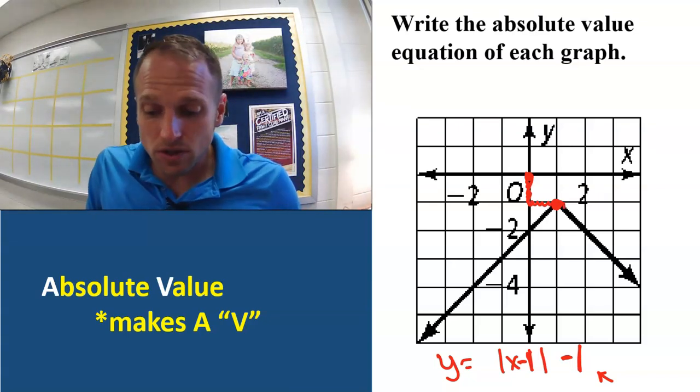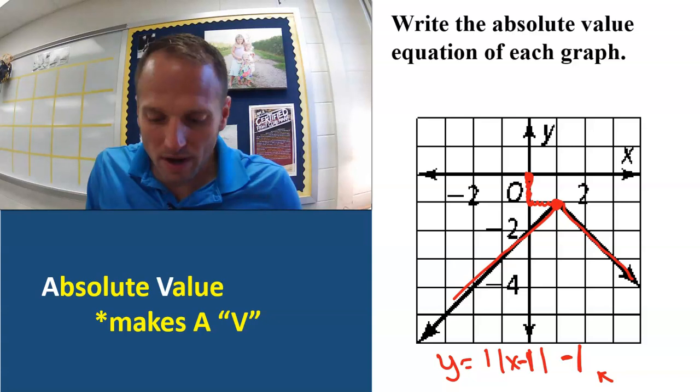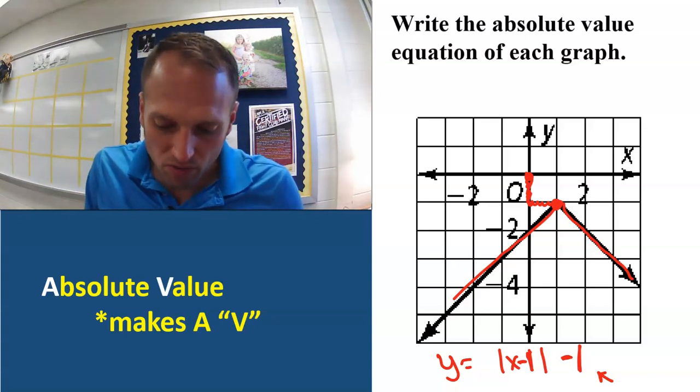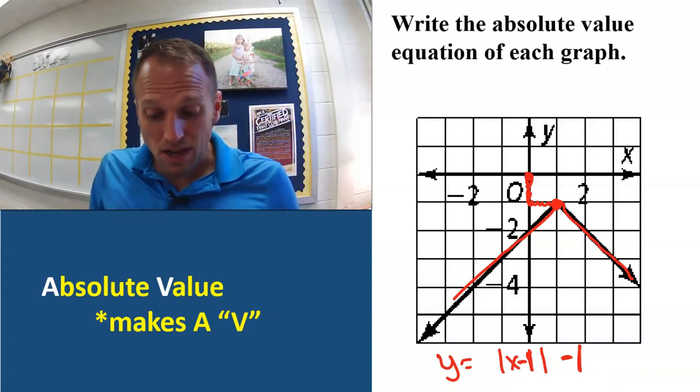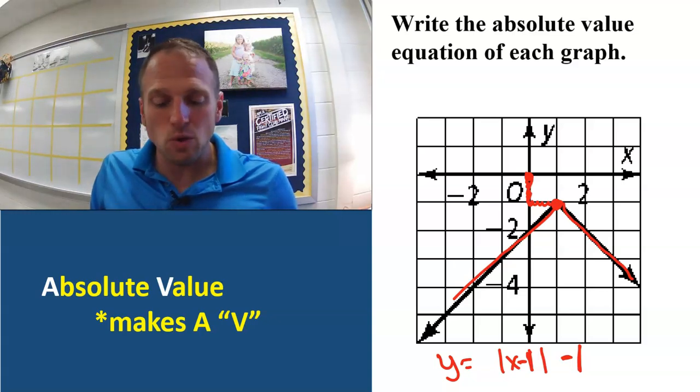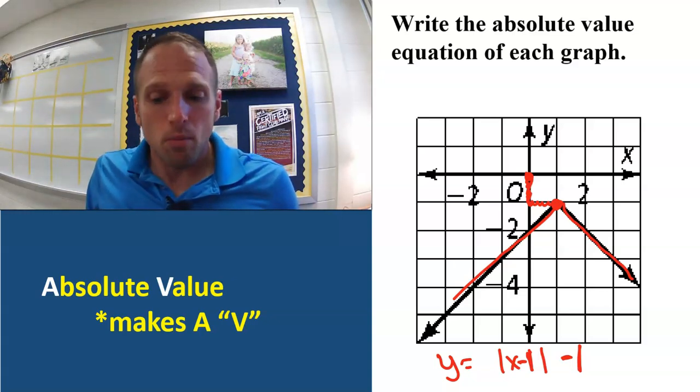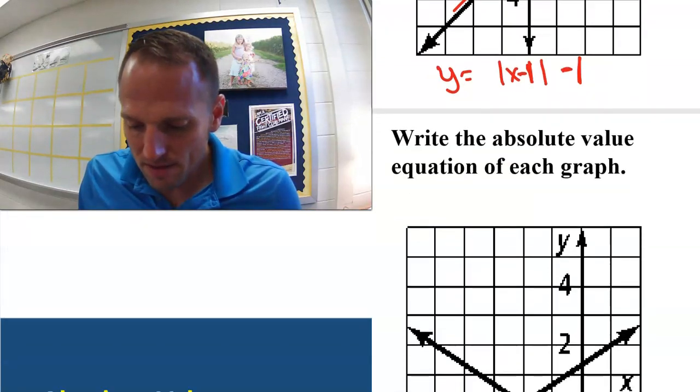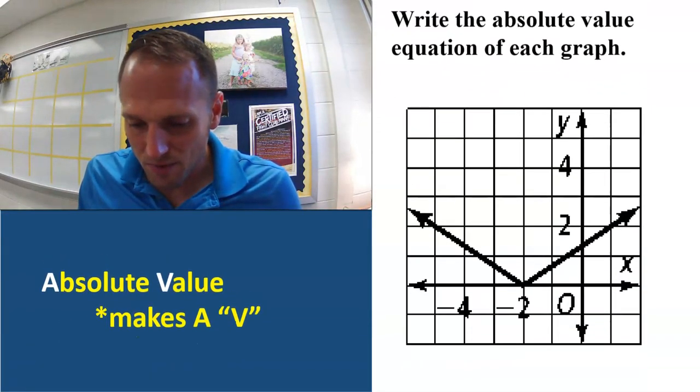And this one still has the slope of 1. So still 1 out front. We don't need the 1 out front. So looks like this is it. Y equals the absolute value of x minus 1 minus 1. Yes, we got another one. Oh, and this one looks fun.